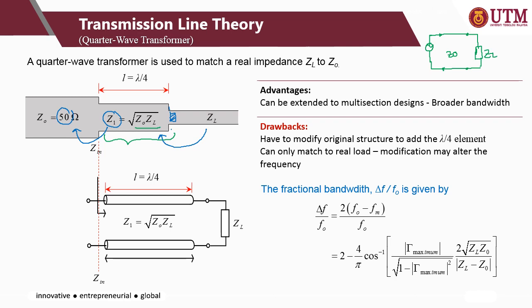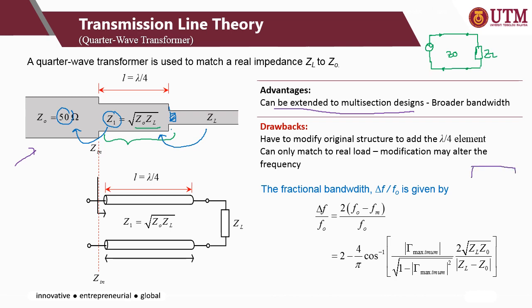What else here? The advantages of using the quarter wave transformer is it can be extended to multi-section designs. Therefore, it can provide broader bandwidth. If just narrower bandwidth is needed, the designer can simply use a single section transformer. This figure shows the single section transformer in which only one lambda over 4 element is included in the design.